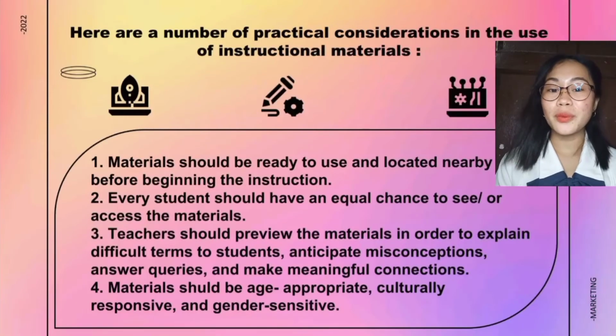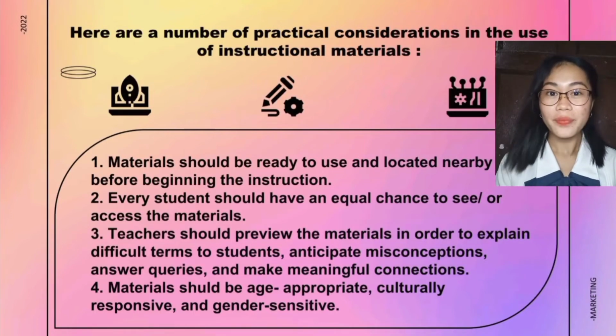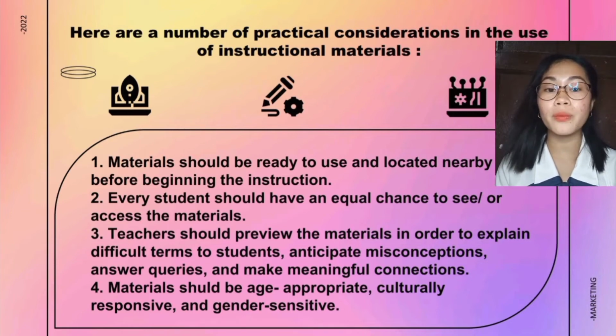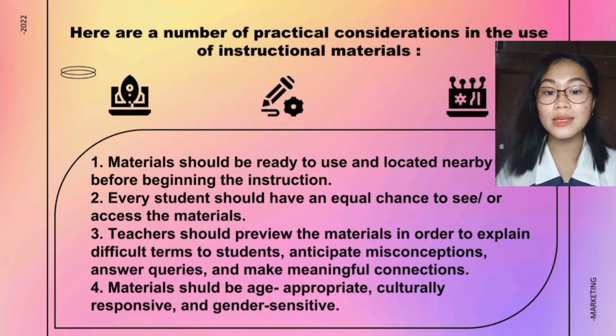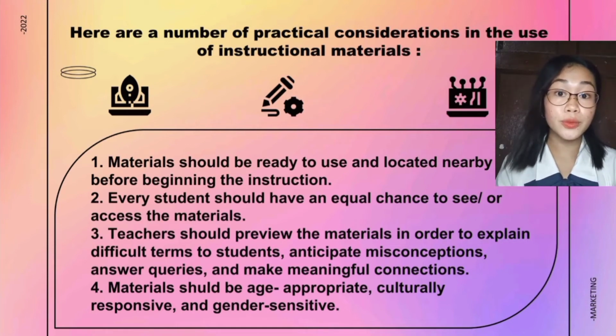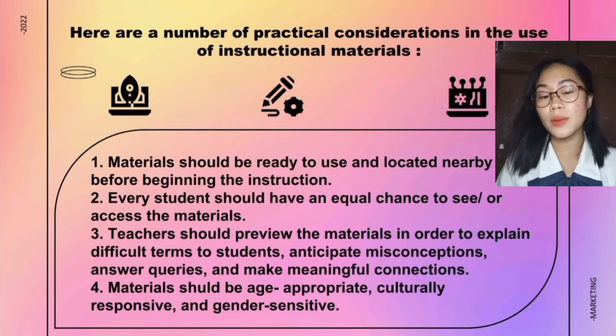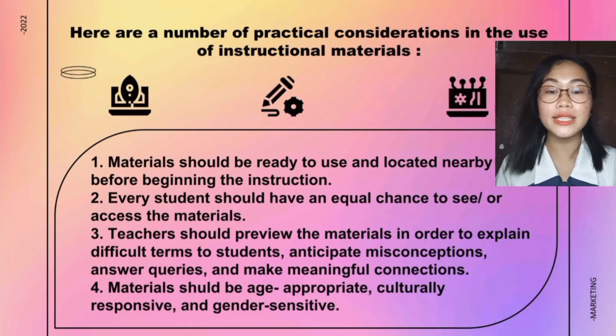So here are a number of practical considerations in the use of instructional materials, and we have 4. First is, materials should be ready to use and located nearby before beginning the instruction. Second, every student should have an equal chance to see or access the materials. Third, teachers should review the materials in order to explain difficult terms to students, anticipate misconceptions, answer queries, and make meaningful connections. And fourth, materials should be age appropriate, culturally responsive, and gender sensitive.